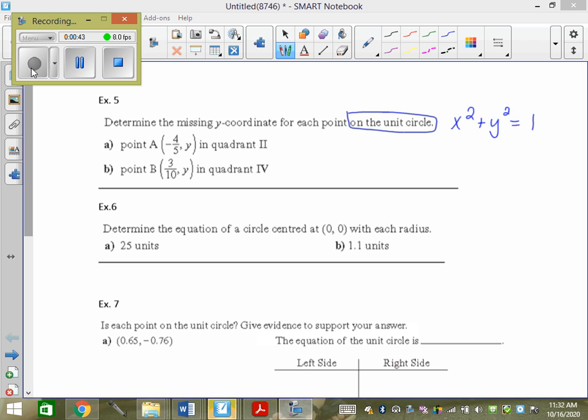So we're going to go and plug in the x. So we're going to go negative 4 over 5 squared plus y squared, we don't know, equals 1. 4 over 5 squared is 16 over 25 because when you square a negative it becomes positive. Plus y squared equals 1. Move the 16 over 25 over, so we get y squared equals 1 minus 16 over 25. And then we can make this 1 be 25 over 25 because it's the same as 1, and then I have a common denominator. So I get y squared equals 9 over 25.